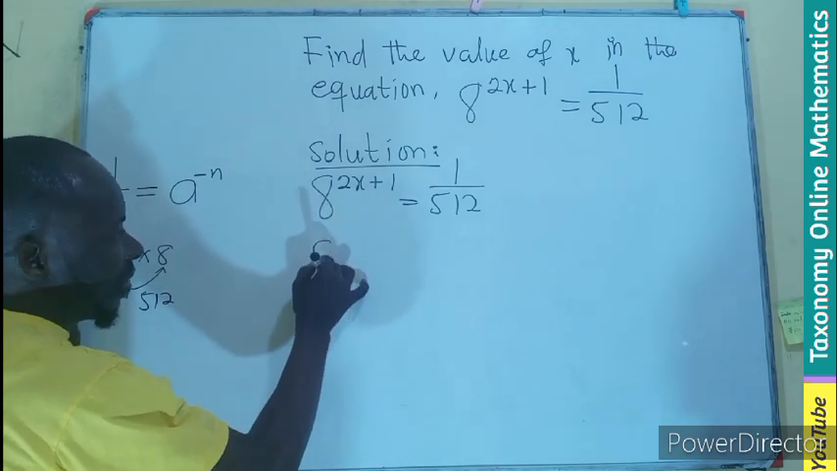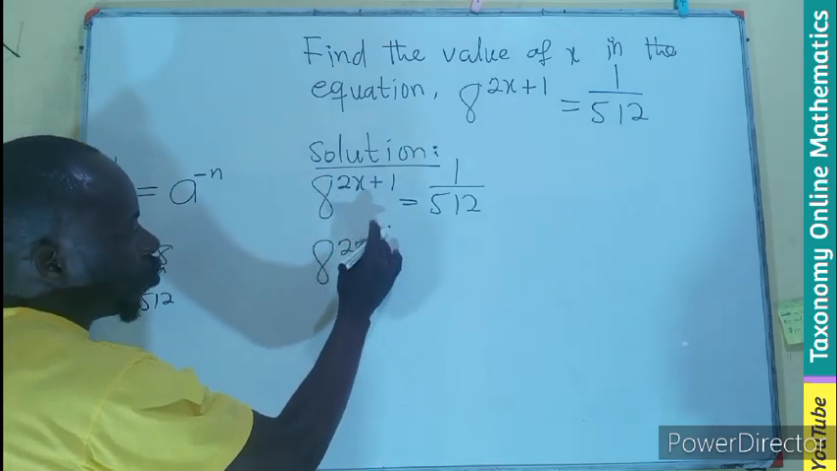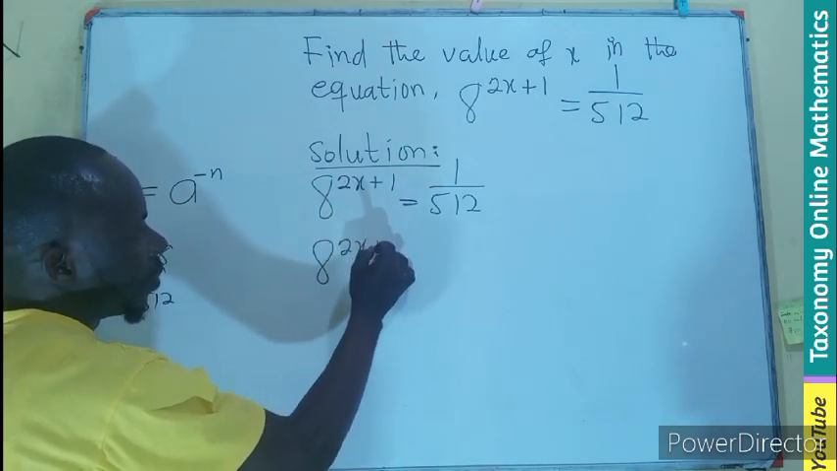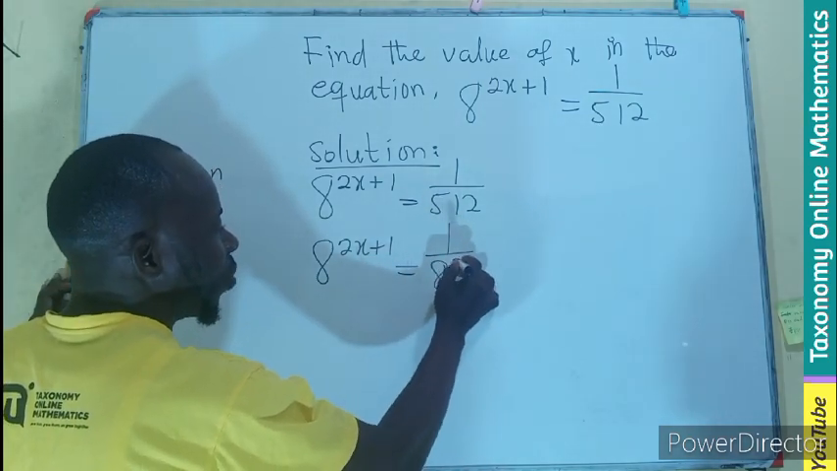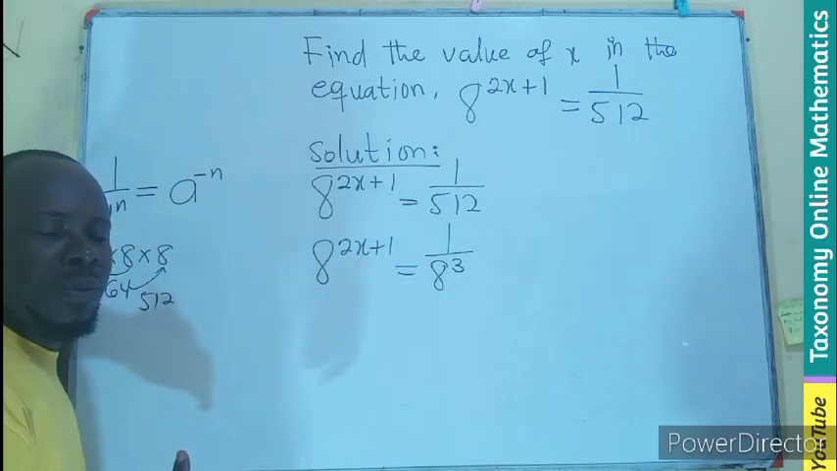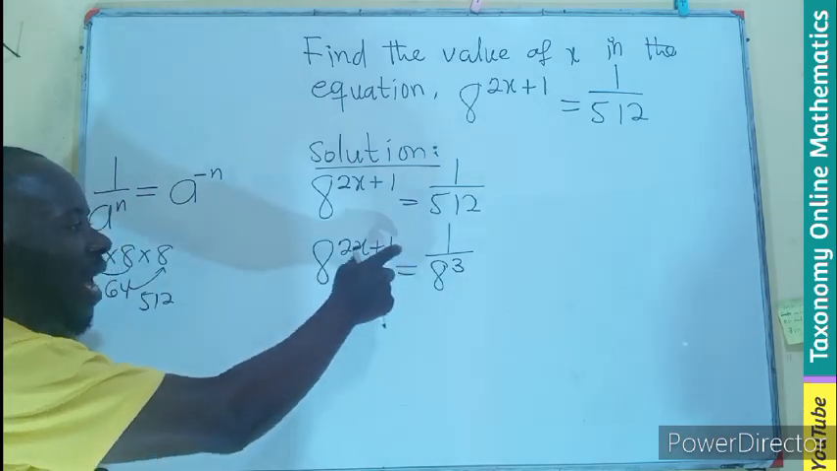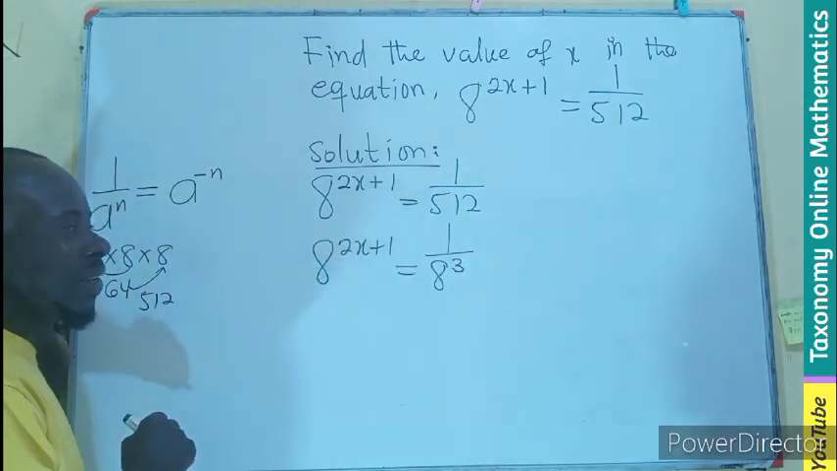So I'll rewrite this as 8 exponent of 2x plus 1 is equal to 1 over 8 exponent 3. We have equal base now. We are having a fraction and a single term.